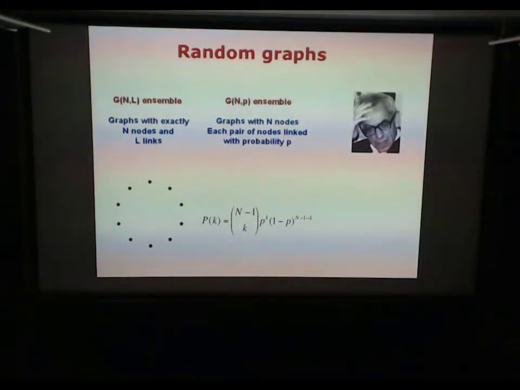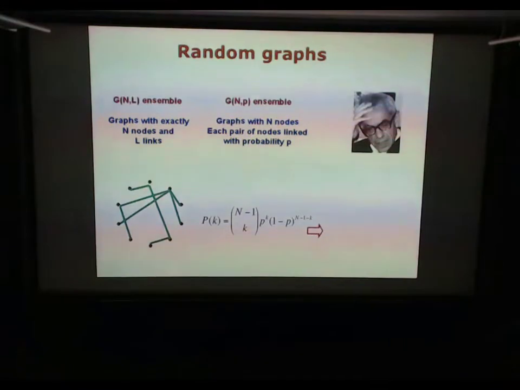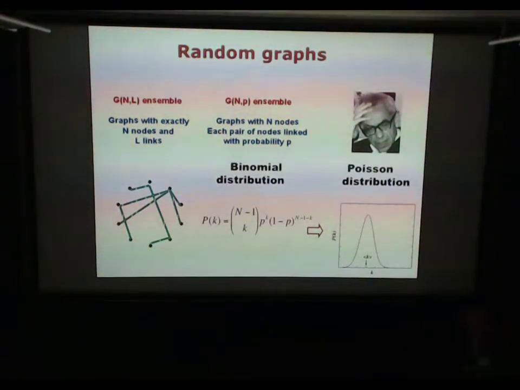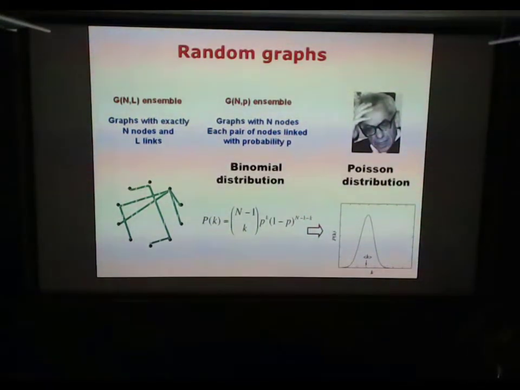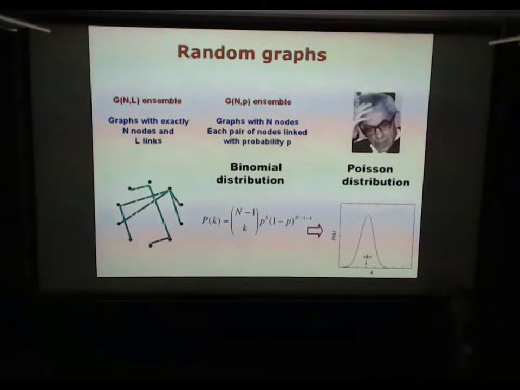And here the degree distribution is binomial, but actually if we are interested in the limit in which the number of links scales like the number of nodes, like we have in lattices, for instance, this degree distribution is Poissonian. So this is a very narrow degree distribution with a precise mean and finite fluctuation around it.